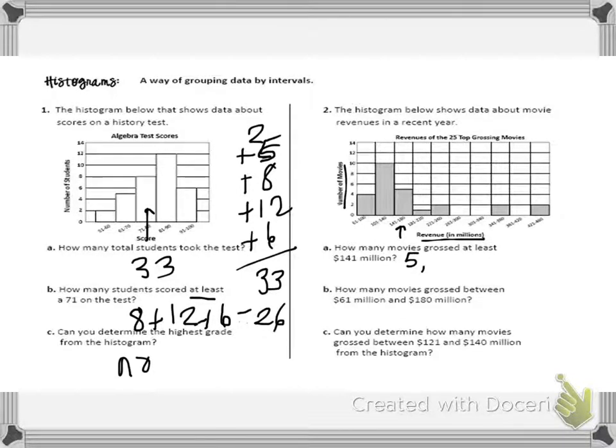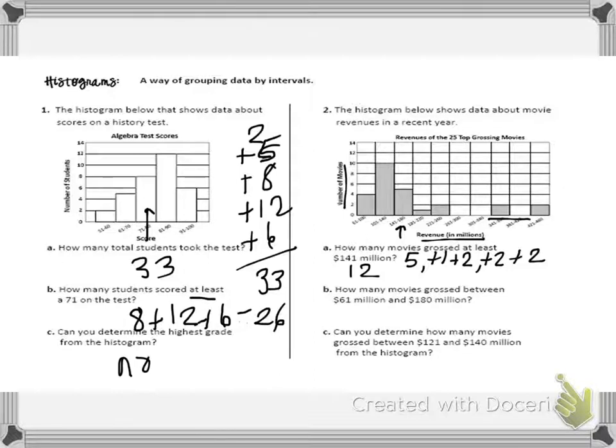Remember, at least is that number or greater. Plus 1. The next group is 2. None in the next 2 groups, and then 2 again. And then the last group is also 2. So 6, 7, 8, 9, 10, 11, 12. So we have 12 movies that grossed at least 141 million.